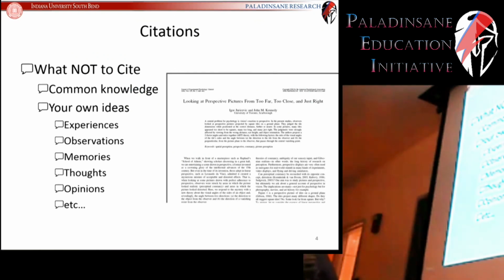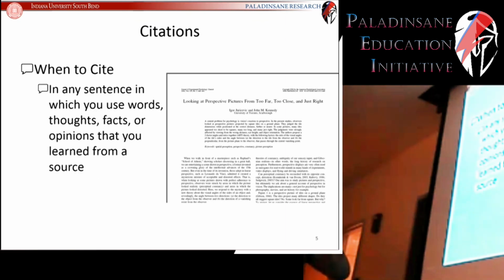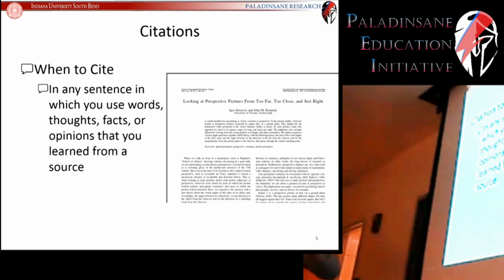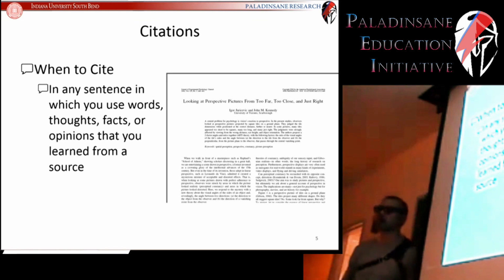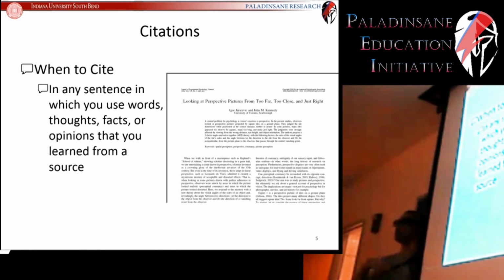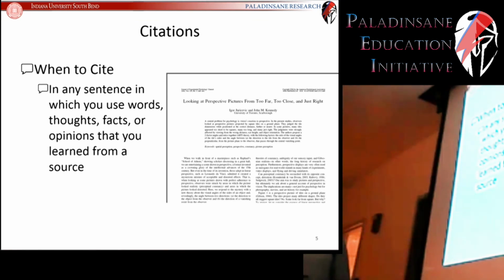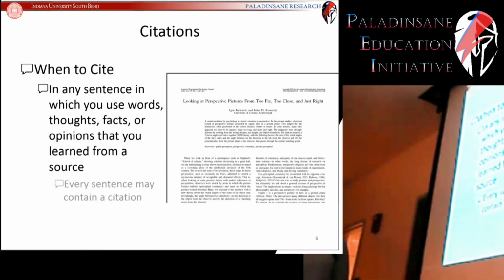All right, so that's what to cite and what not to cite. In terms of when to cite, you want to cite any sentence in which you use those words, thoughts, facts, opinions, or non-common knowledge that came from other people's work. You want to do that in any sentence that you write where you use that source.